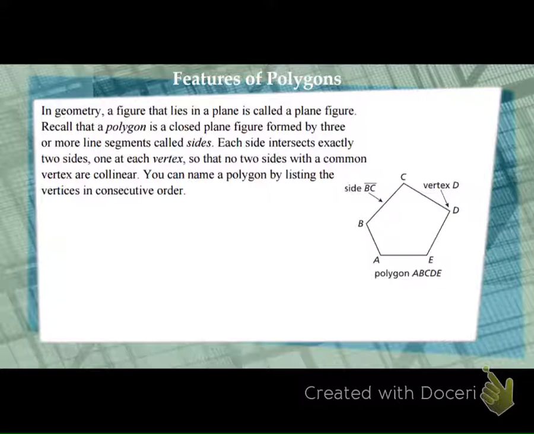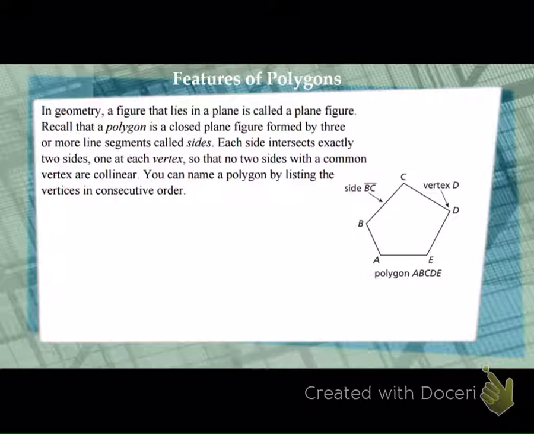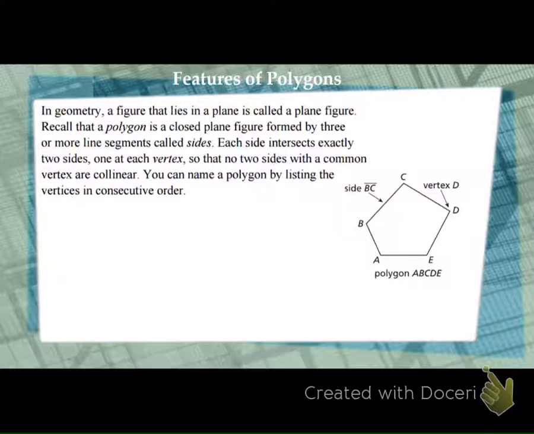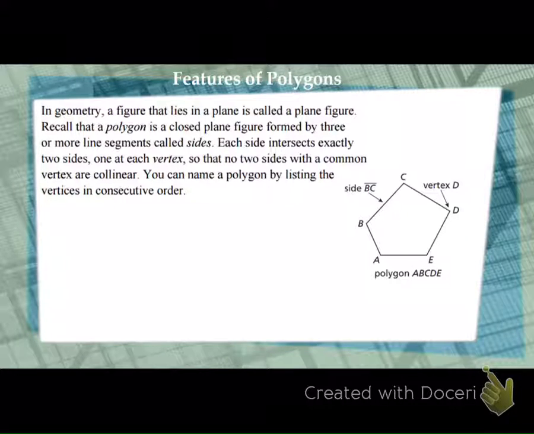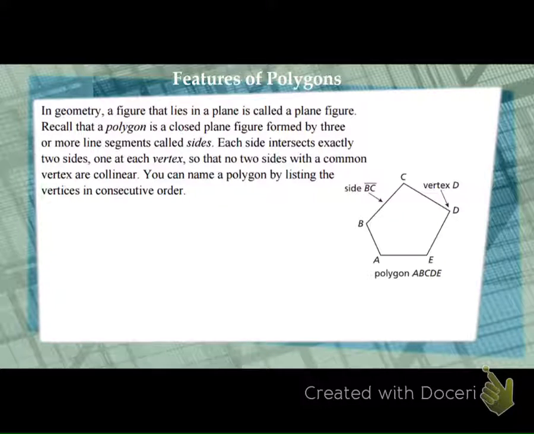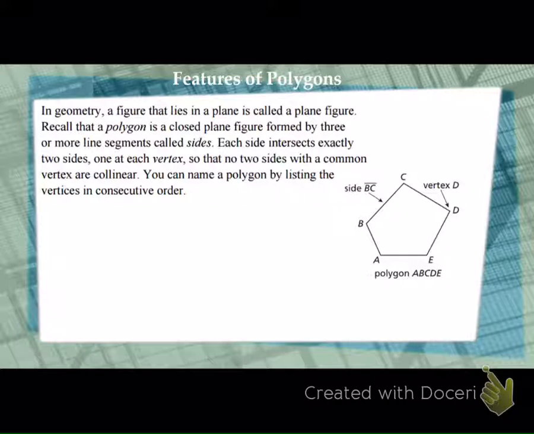You can name a polygon by listing the vertices in consecutive order. So you start in a consecutive order, meaning alphabetical order there. So this is polygon ABCDE. Each point here is known as a vertex. So this one is vertex C, vertex B, vertex A, vertex E, and vertex D. And side lengths are named by the segments. So this one's side BC, this one's side AB, segment AB. Do you see that all being there?